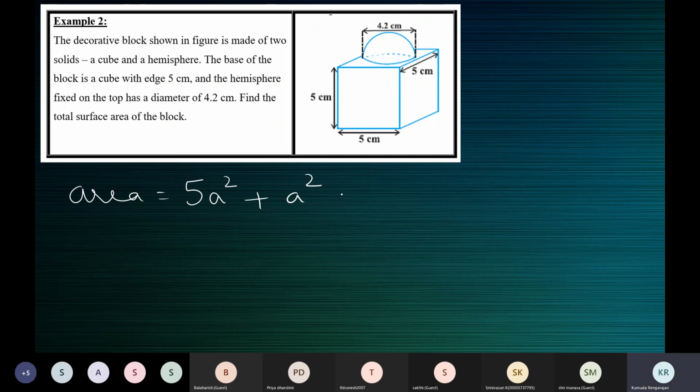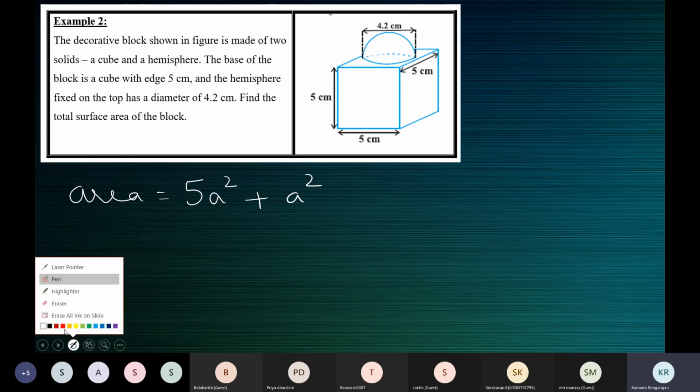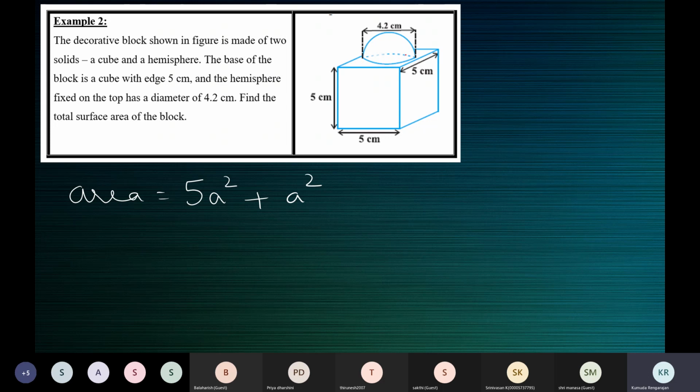So what portion is not available? Since the hemisphere sits on the square, the circular base of the hemisphere occupies some space on the top. So a squared is not completely there. a squared minus pi r squared is the area available on the sixth face. a squared minus pi r squared.